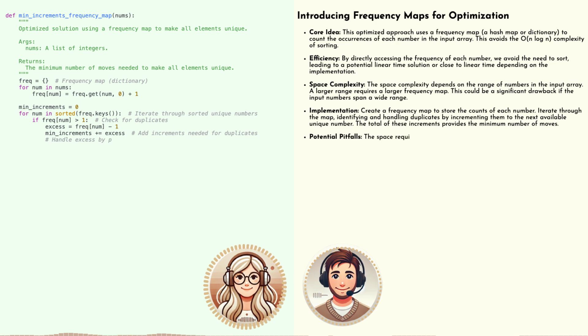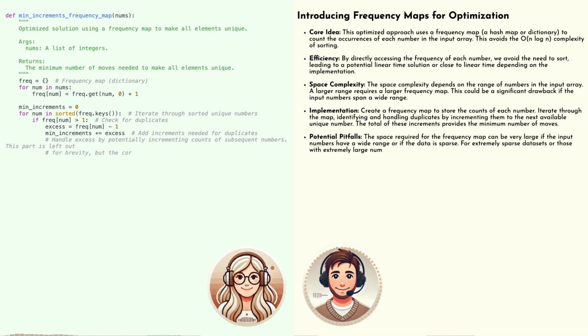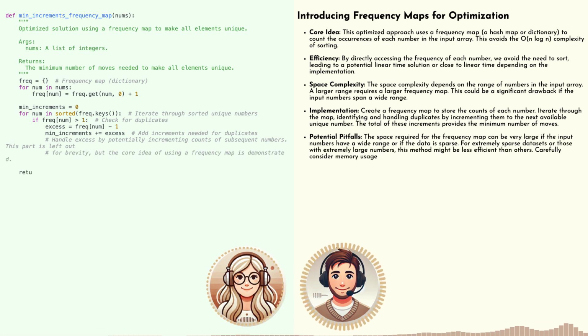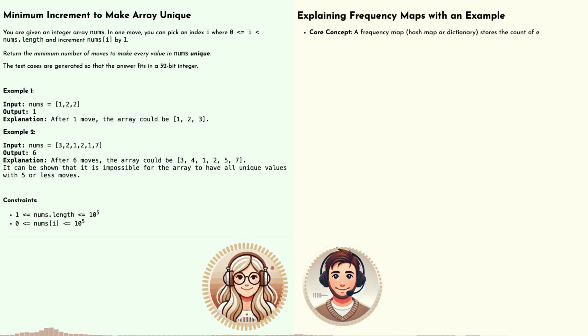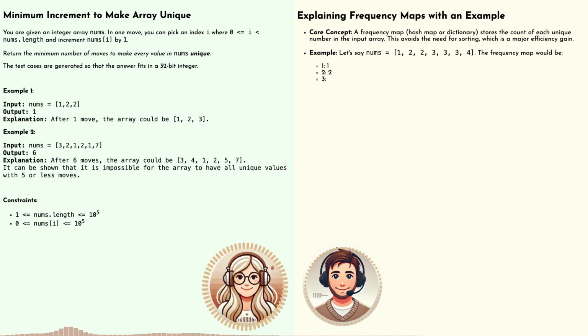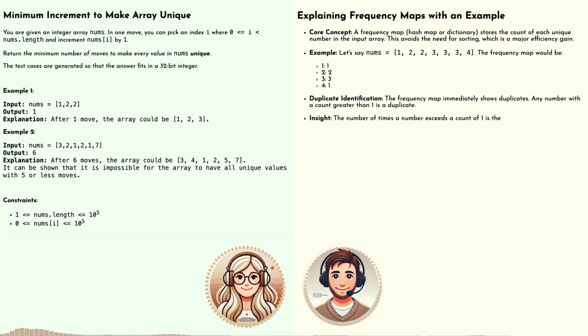Yeah. Frequency maps can be super useful, especially when we're dealing with a lot of duplicates in our array. Okay. Remind me, what exactly are frequency maps again? I feel like I've heard the term before, but I'm a little fuzzy on the details. No worries. It's basically a way of keeping track of how many times each unique number appears in our array. Think of it like a tally chart or a dictionary where the keys are the numbers and the values are their counts. Oh, I see.